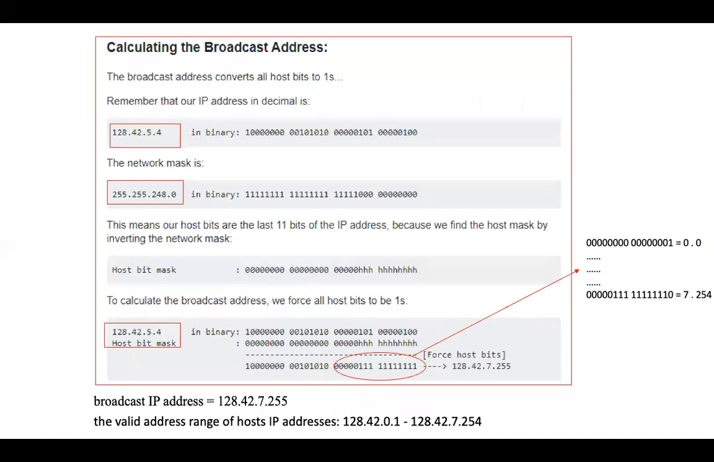Next, you need to calculate the broadcast IP address and also the valid address range of host IP addresses. So the broadcast address converts all host bits to ones. So remember that our IP address in decimal is 128.42.5.4. So this is in binary. And the network mask is 255.255.248.0. And this is in binary. This means our host bits are the last 11 bits of the IP address, because we find the host mask by inverting the network mask.